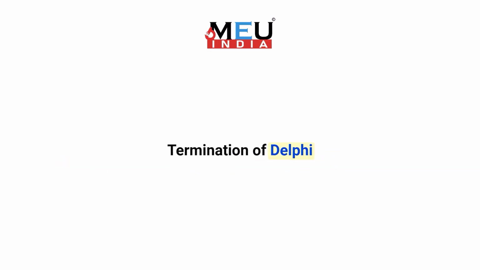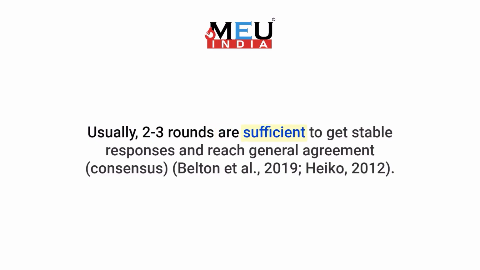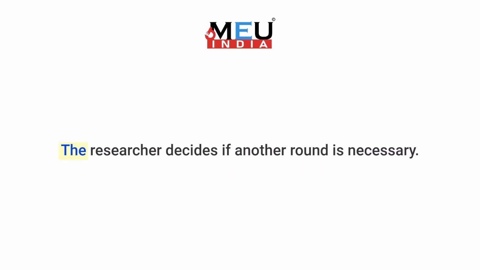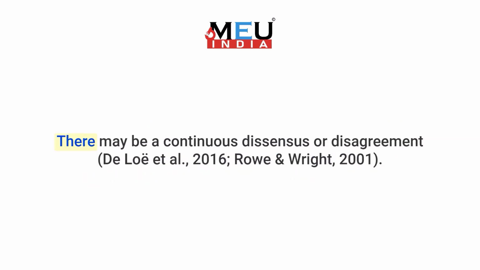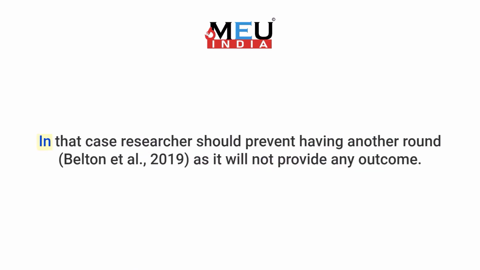Termination of Delphi. Usually, 2-3 rounds are sufficient to get stable responses and reach general agreement. The researcher decides if another round is necessary. It should be noted that at the end of these rounds, experts' opinions may remain stable but opposing each other, or they may not be stable at all. There may be a continuous dissensus or disagreement. In that case, researchers should prevent having another round as it will not provide any outcome.